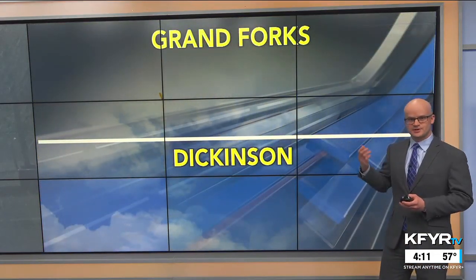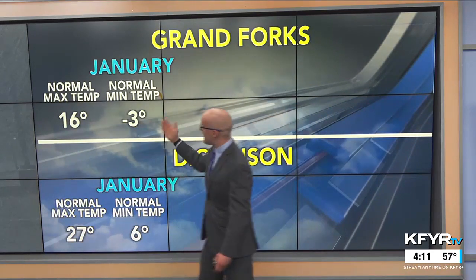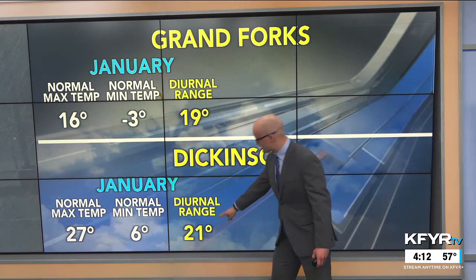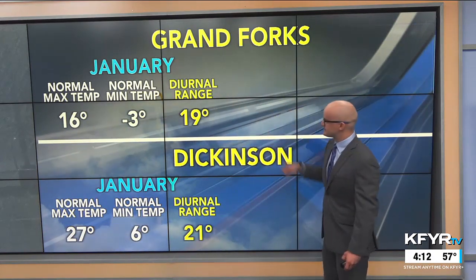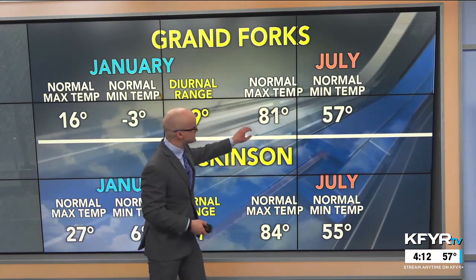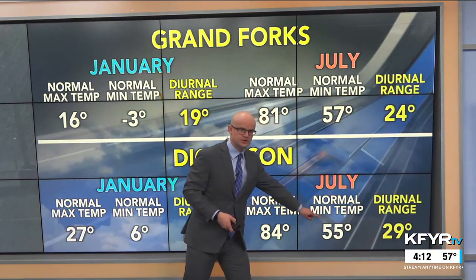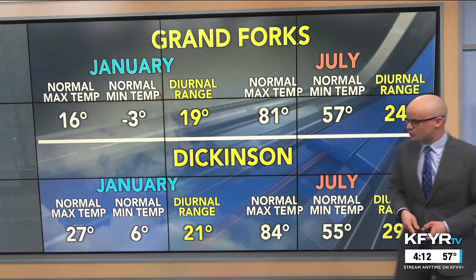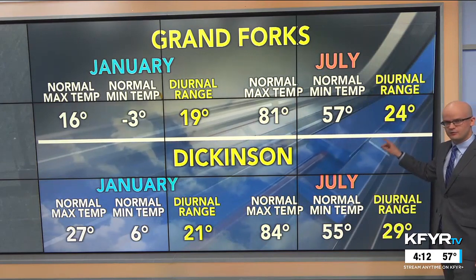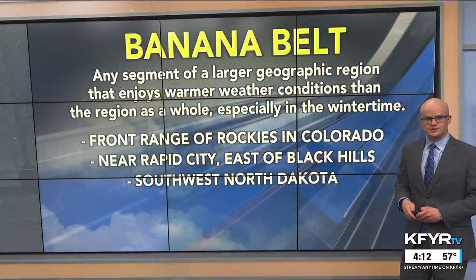Here's an example. Let's go from Dickinson to Grand Forks. In January, normal max temperature and normal minimum temperature. Grand Forks is colder than Dickinson, but that diurnal range is larger in Dickinson than it is in Grand Forks. In the summertime, similar story. Normal max temperature minus normal minimum temperature. We get a larger diurnal range in Dickinson, 29 degrees between that max and min compared to 24 in Grand Forks. And notice that Dickinson is usually a bit warmer than eastern North Dakota as well.